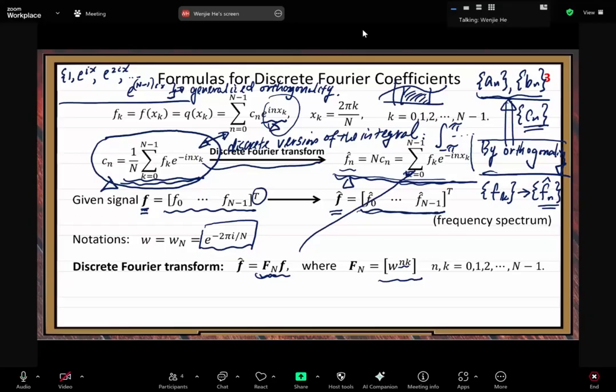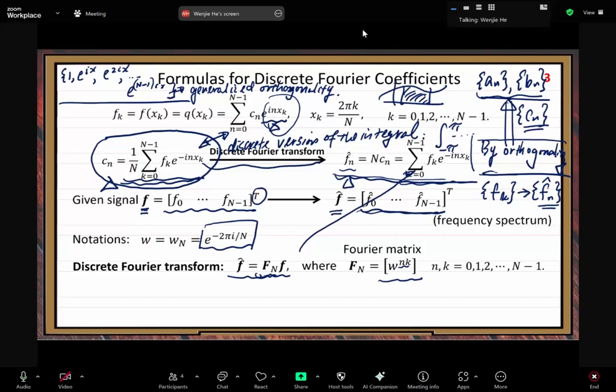This matrix we call the Fourier matrix. Next, we need to consider the inverse Fourier transform. The discrete Fourier transform is as simple as that, but what is the inverse discrete Fourier transform? We don't want to see a very complicated inverse Fourier transform. So let's see: can we have a very simple representation for the inverse Fourier transform?